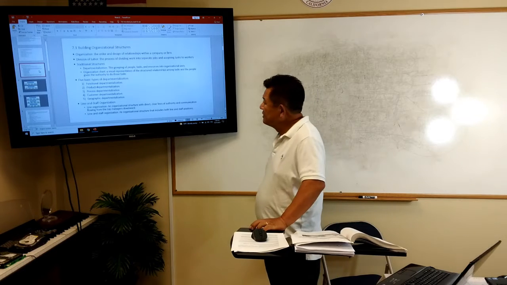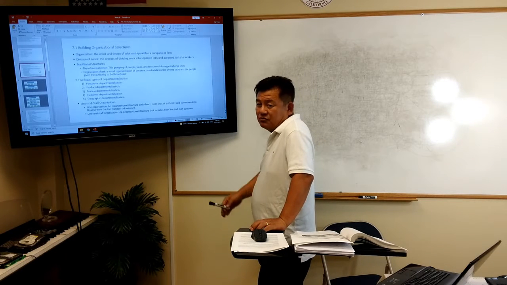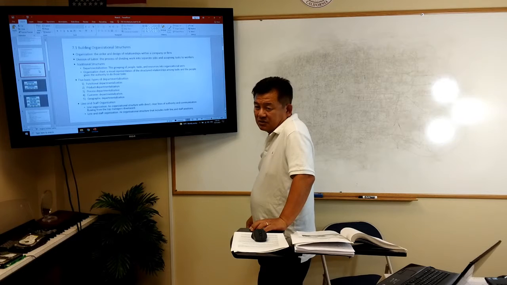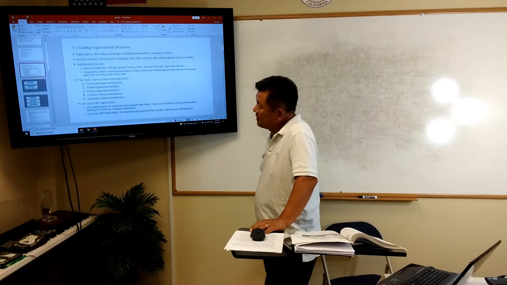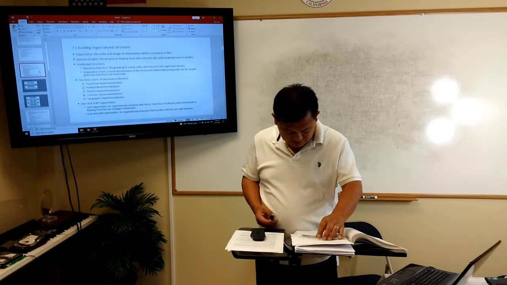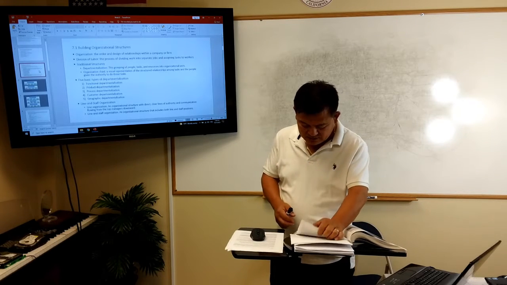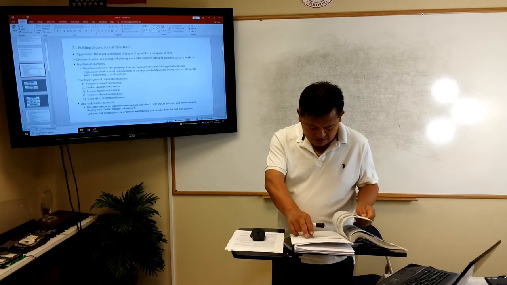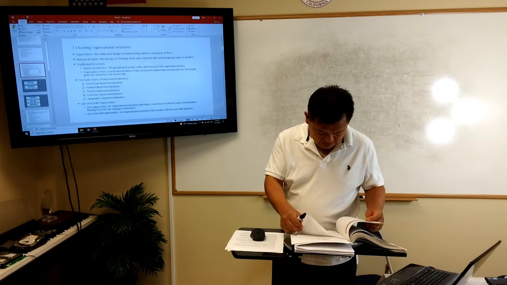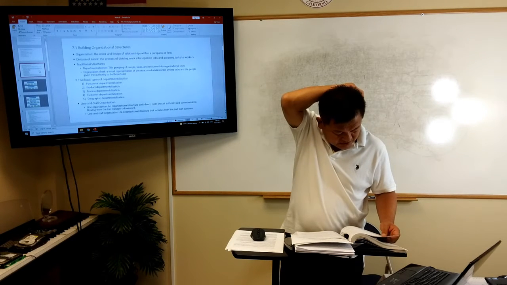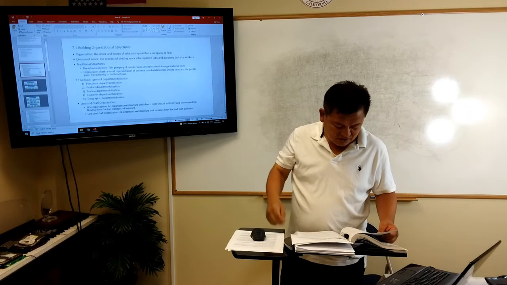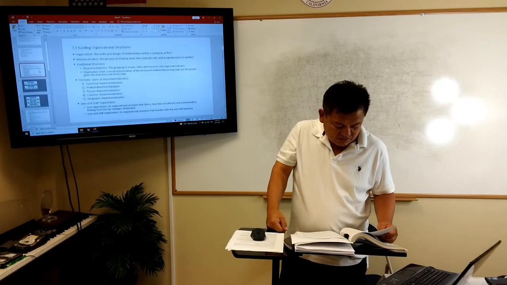Chapter 7.1, building organizational structure. How do we build the organizational structure? Before the review, we need the definition of organization. What is the definition of organization? Organization means the order and design of relationships within a firm, consisting of two or more people working together with common objectives and clarity of purpose.